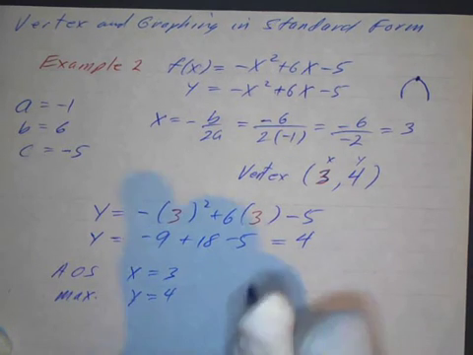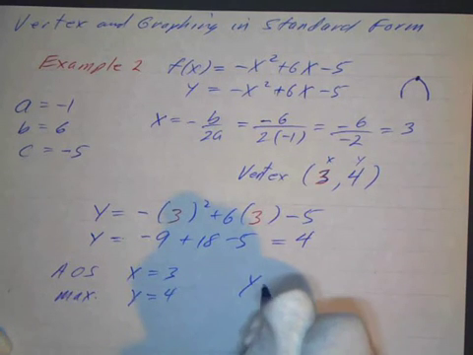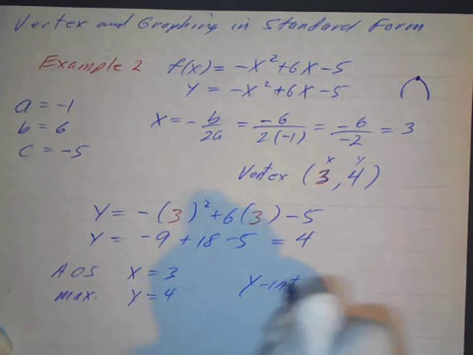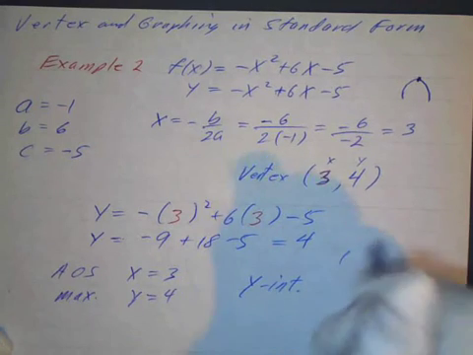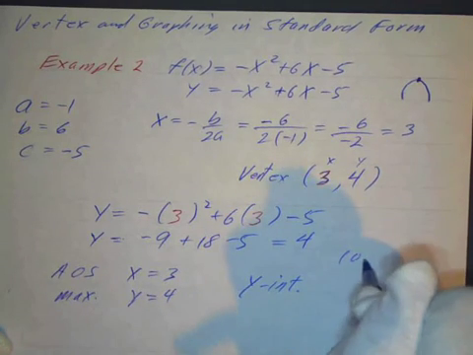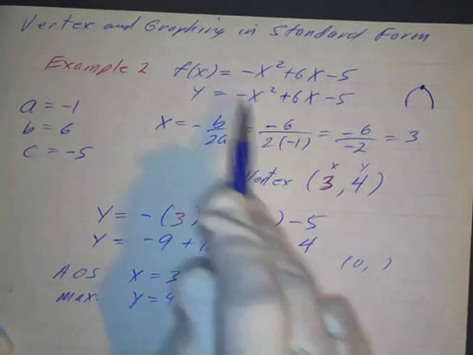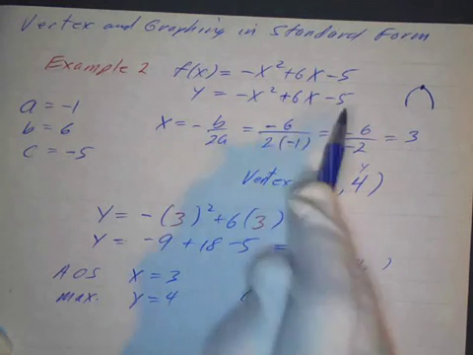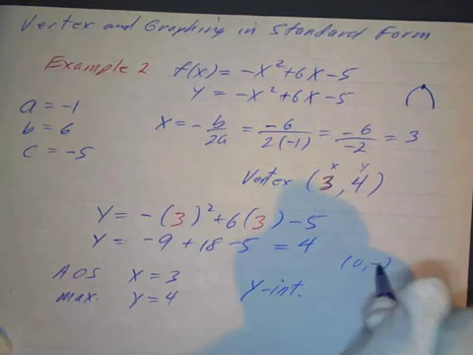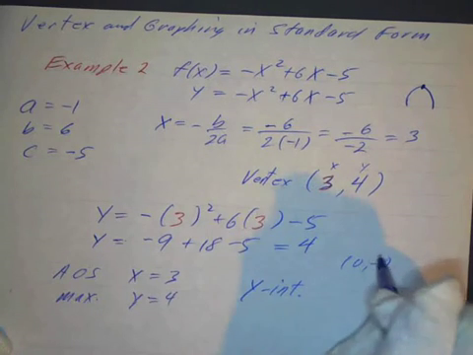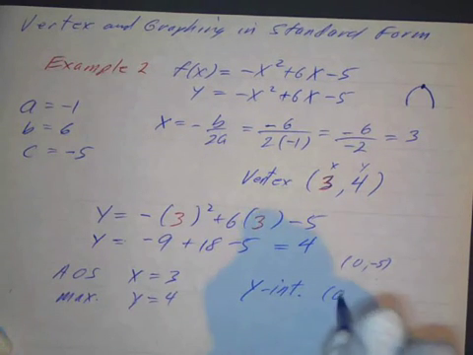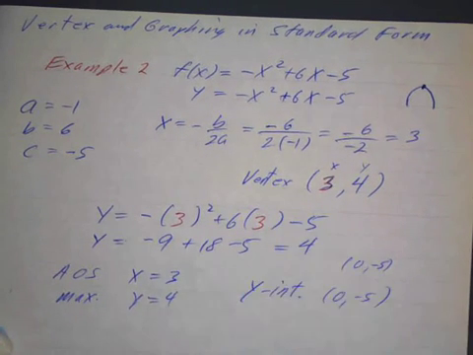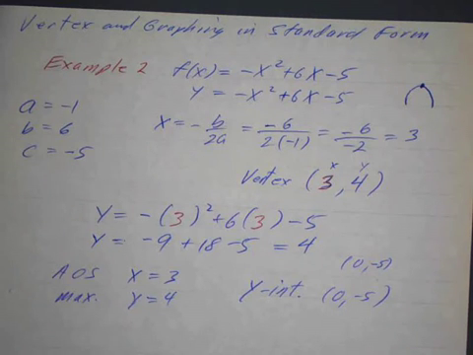And then we can always find the y-intercept. Remember, that's when x is equal to 0. What's y? And if I put 0 in here for x, either one of these, I get 0, 0, negative 5. So the y-intercept is negative 5, or 0, negative 5. And we should be able to graph a bit with this.